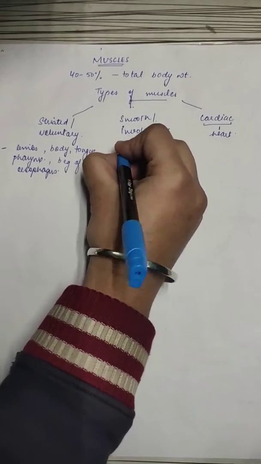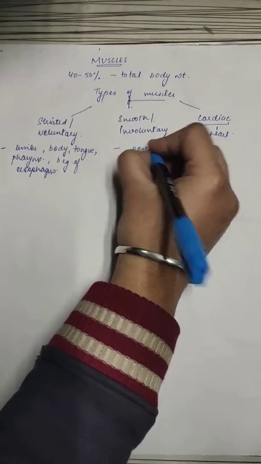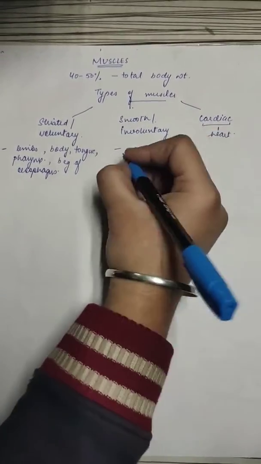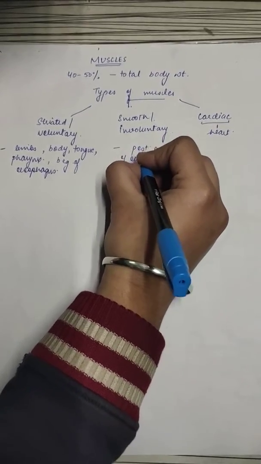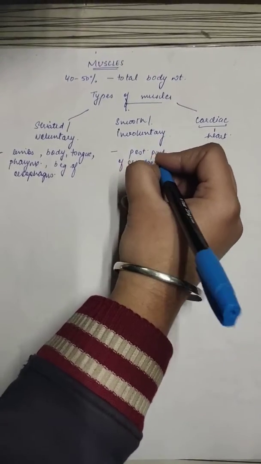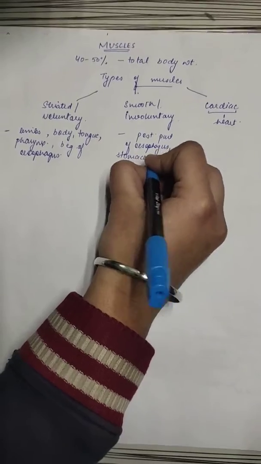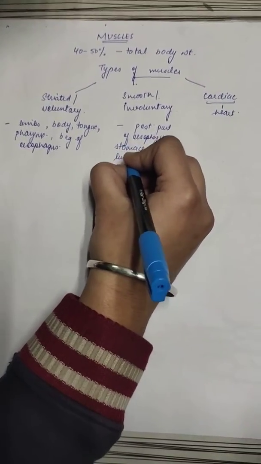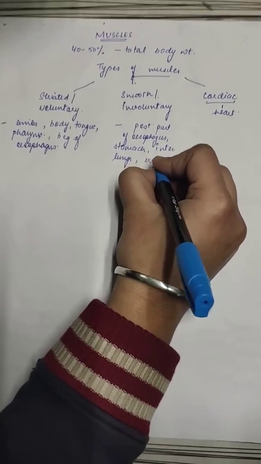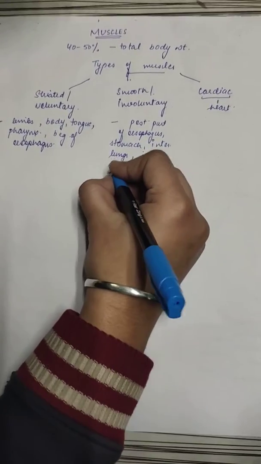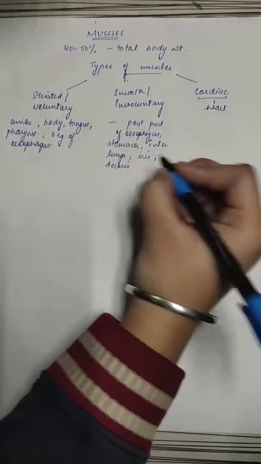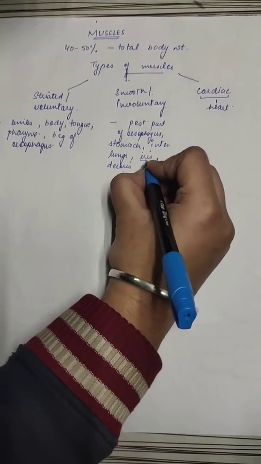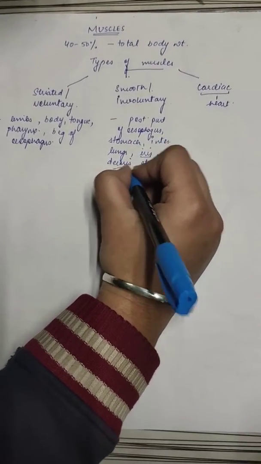Whereas the smooth muscles are present in the posterior part of the esophagus, in the stomach, in the intestine, in the lungs, in the iris, and in the dermis. The iris is in the eye and the dermis is of the skin.